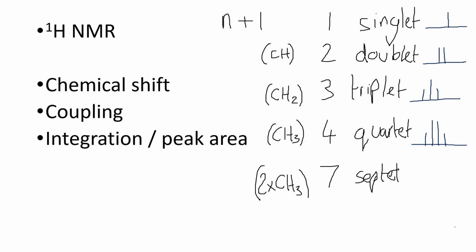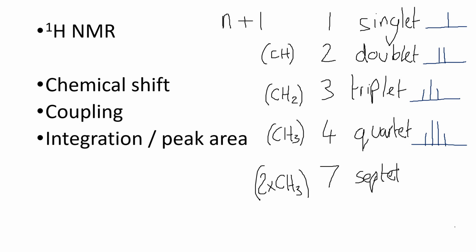And then lastly, we have something called integration, which you may have heard as just being called the peak area. The area of the peak, more specifically, will tell you the number of hydrogens that are in that particular environment. So if it is a CH3 group, the peak area would be 3, for instance. However, the peak areas are all relative to the other peaks in the graph. But I think this is going to be easier when we look at specific examples.